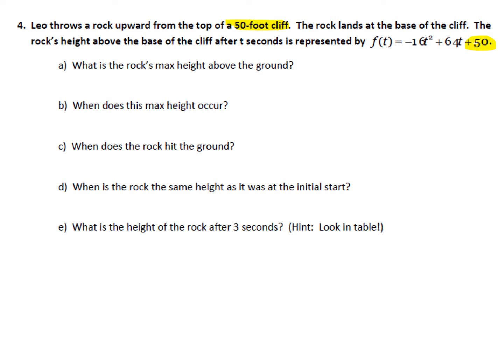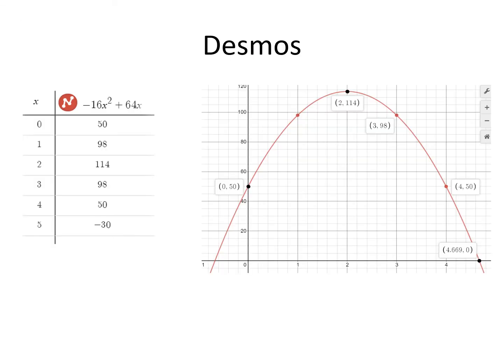So again, I cannot answer any of these questions just based on the equation. I will need the graph and possibly the table to answer these. So let's look on the next slide at where I've entered this information into Desmos. So we have our equation, which got cut off, so negative 16x squared plus 64x, and then we had our plus 50.